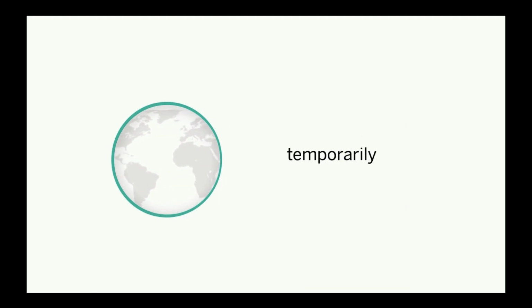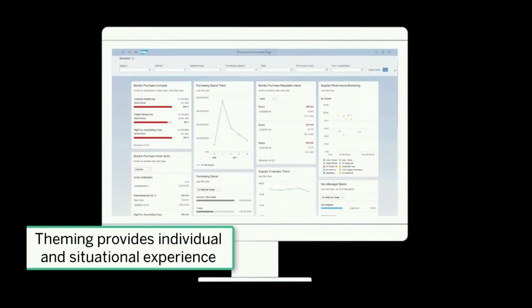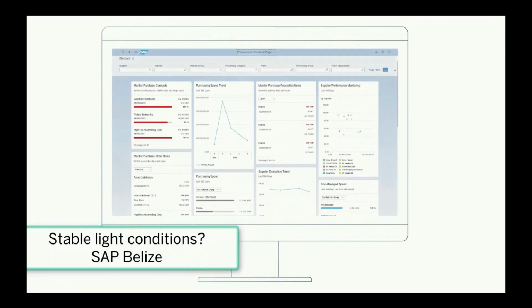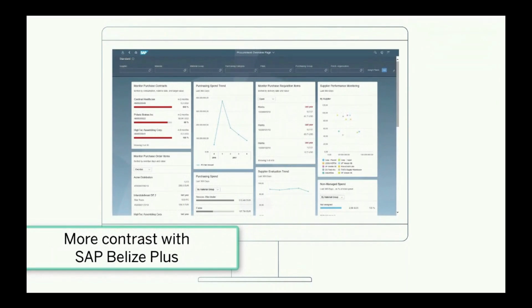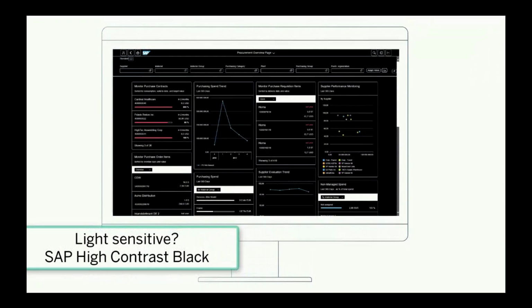Physically, temporarily, permanently, by experience, by education, by age. Accessibility for us is usability. So one of our things, of course, theming provides individual situational experience. Stable light conditions, we have our default soft blue-grey theme. More contrast, Belize Plus. There is, by the way, also light sensitive, high contrast black. What they don't show on this video is high contrast white. Oh no, they do show, there you go.